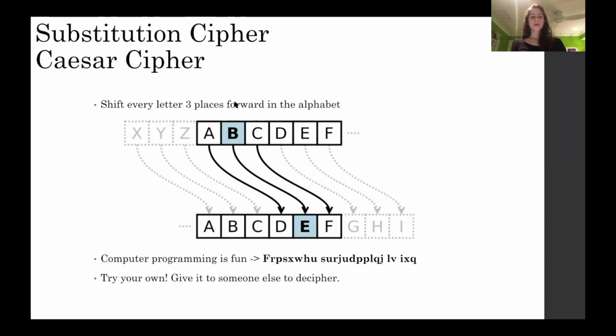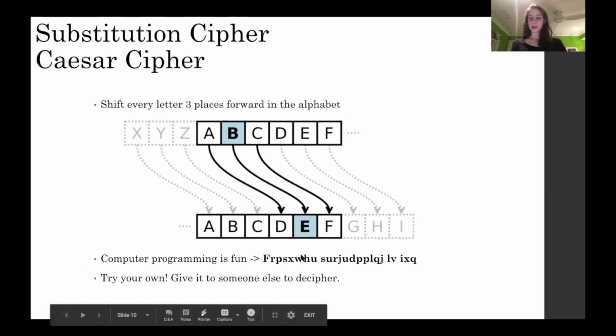So for this particular cipher, where we're using 3 as the number we're shifting each letter, this is kind of a diagram of how that would work. So the letter A is going to be written as the letter D because A moves forward 1, 2, 3 places. The letter B becomes the letter E because B moves forward 1, 2, 3 places. C becomes F, and so on and so forth. So you can do a long phrase such as "computer programming is fun," which gives this beautiful result.